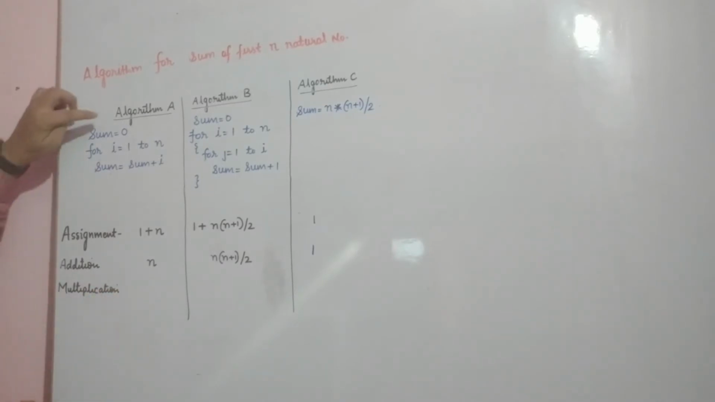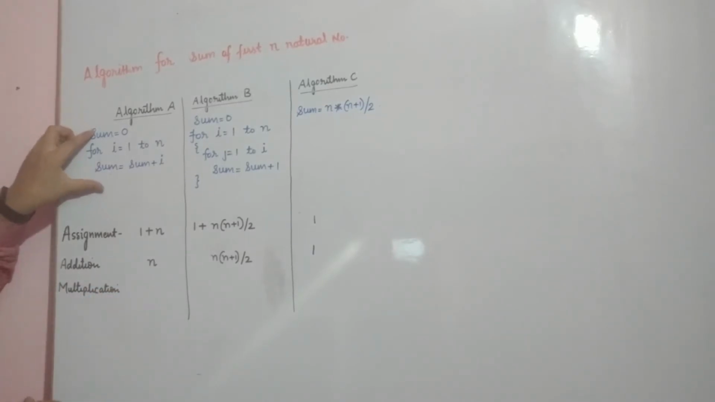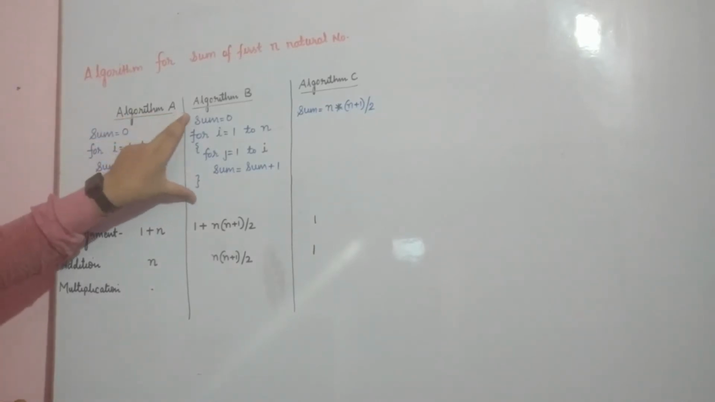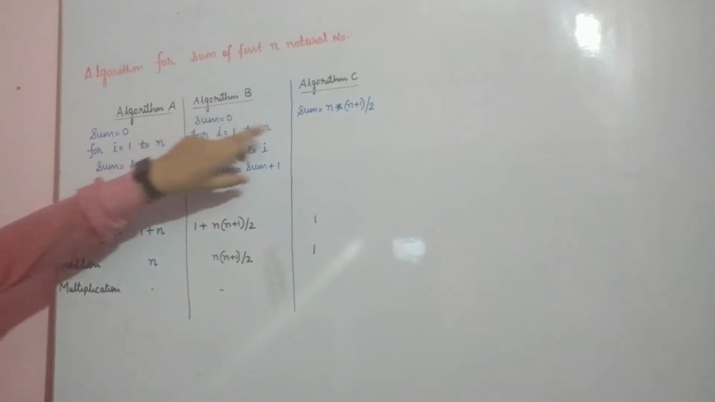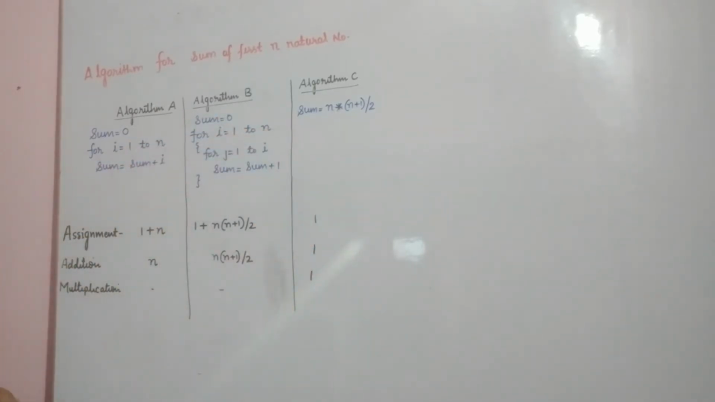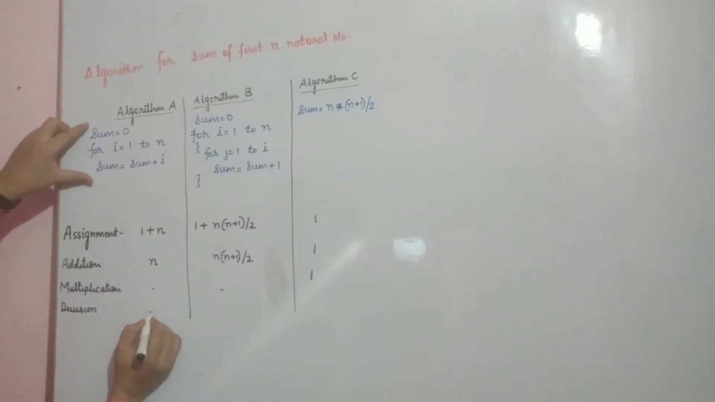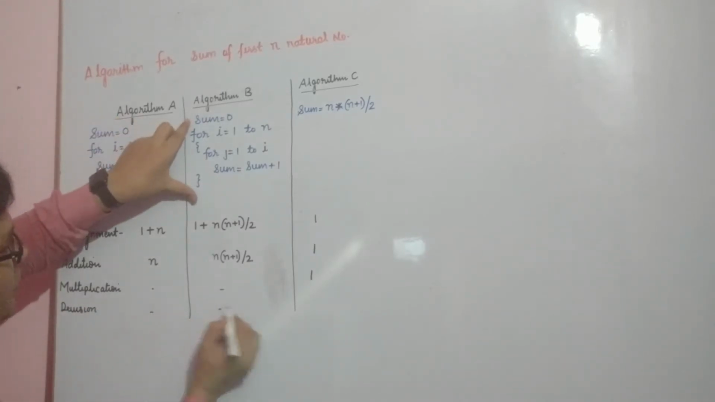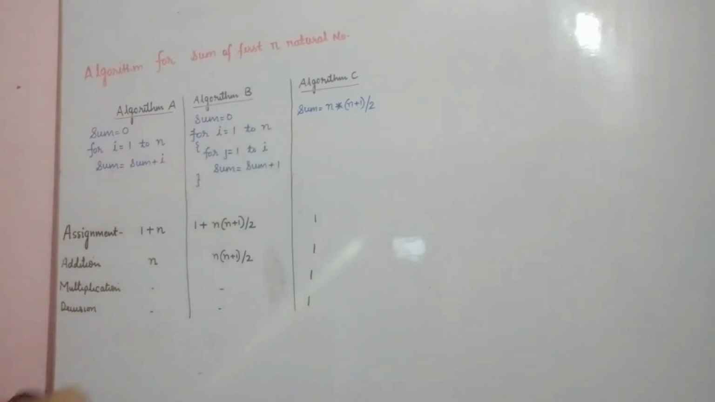Tell me, in algorithm A, how many multiplication operations? No multiplication. In algorithm B, no multiplication. In algorithm C, only one multiplication. Now another operation is division. So let's say division, how many divisions are there? No division operation, no division operation, and only one division operation.